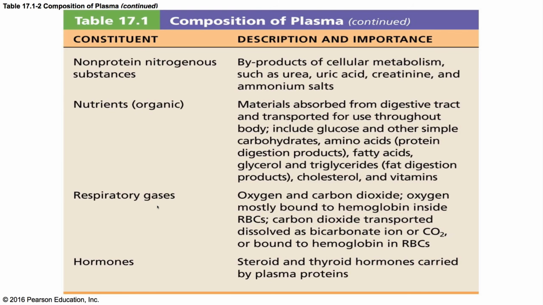Also respiratory gases we can find over here. So what do we find? Oxygen and carbon dioxide. In addition to that, we also find hormones. So steroid and thyroid hormones. These are also found carried by these plasma proteins.